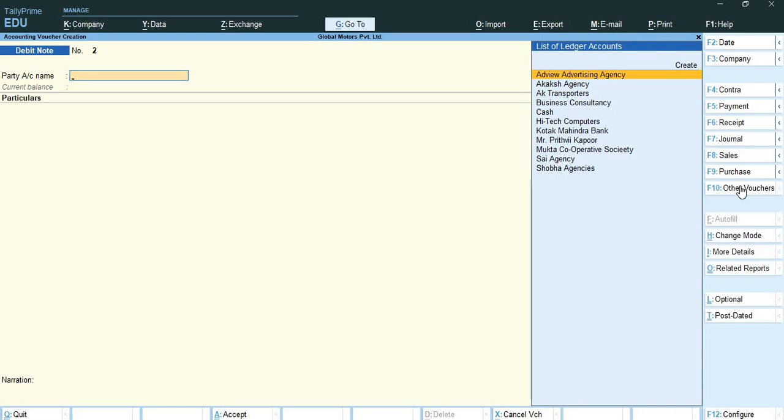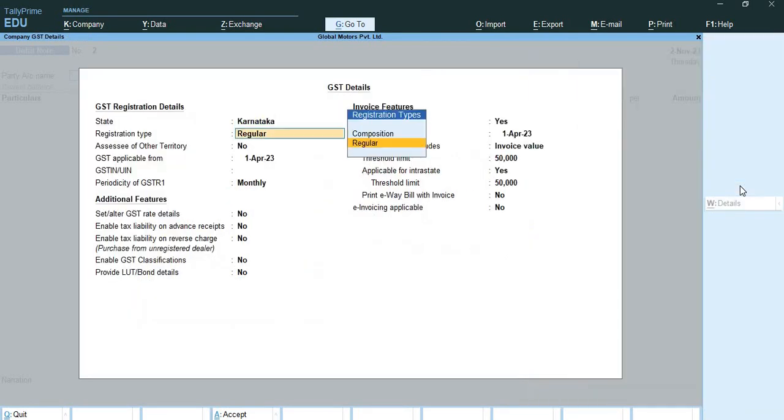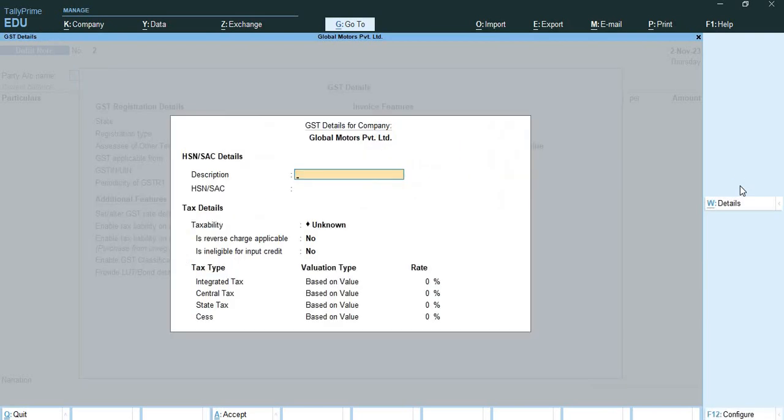So in this case, first of all, I'll press F11 and here enable the GST also. 29 double A triple A 1 1 2 3 4 A1 Z9. Set and alter GST details. Here I'll add other products. Taxability taxable, and rate will be 18%.